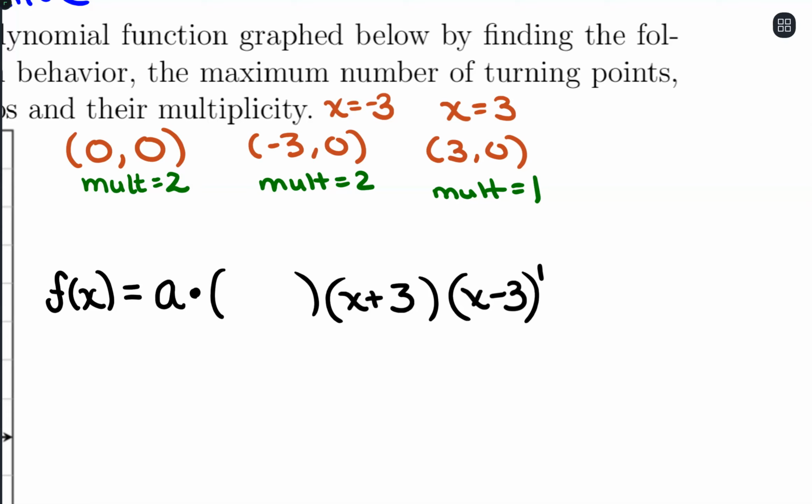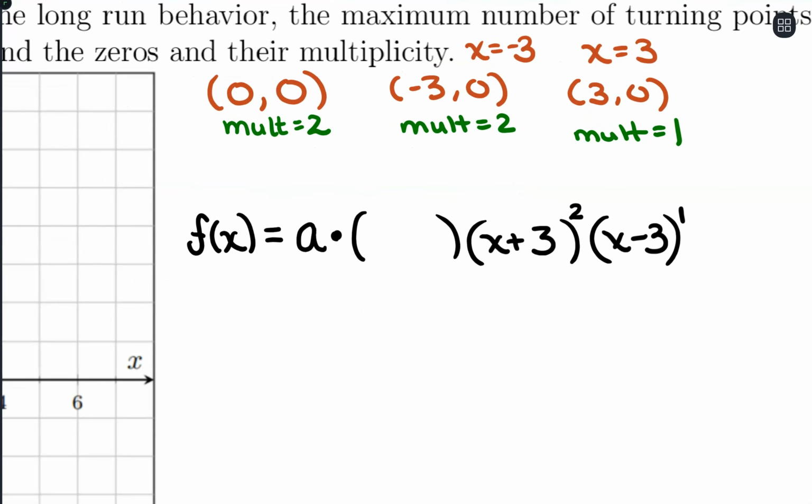And then that has a multiplicity of 2, so I'm going to put an exponent of 2 on the outside of the parentheses there. Now when you have the coordinate 0, 0, it actually just shows up as x multiplying on the outside. And this has a multiplicity of 2, so really this is going to be x squared. So I end up with f of x equals a, some number there, times x squared times x plus 3 squared times x minus 3, which technically has an exponent of 1.